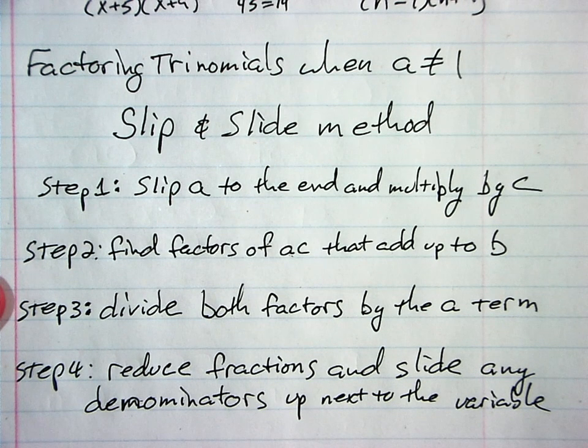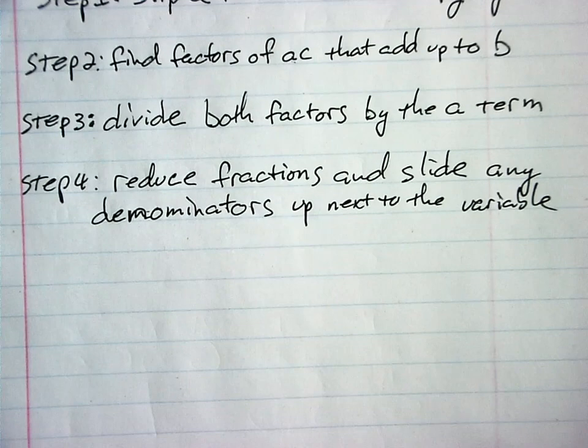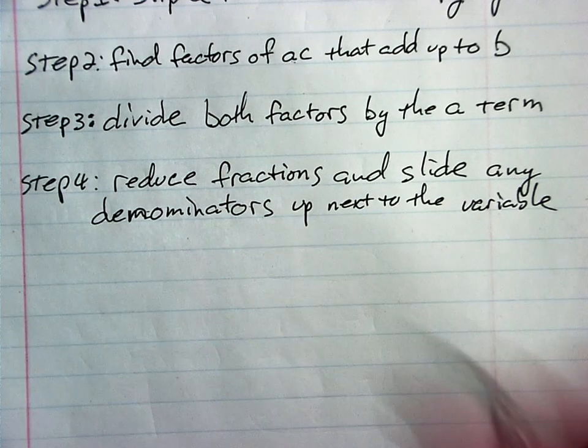Step 3, divide both factors by the A term. And step 4, reduce fractions and slide any denominators up next to the variable. All right, let's try some examples. Example 1.